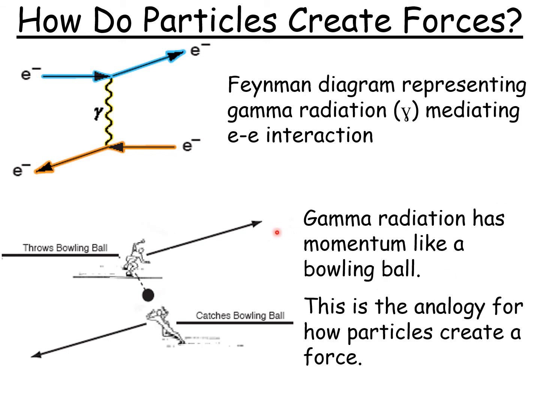So gamma radiation has momentum like a bowling ball. This is the analogy for how particles create a force. And I would expect you to be able to tell me a little bit about this analogy here. So make a note of that, and you may want to copy the diagrams as well.